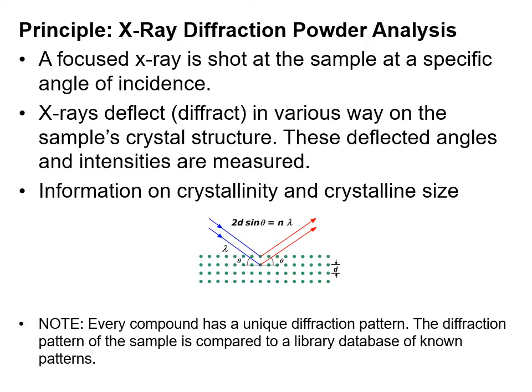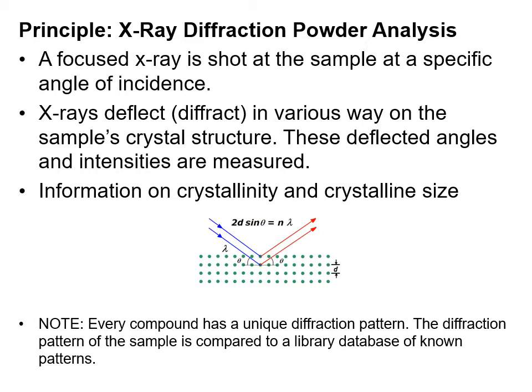The principle of X-ray diffraction is, like I mentioned, a focused X-ray that's shot at an angle. This angle is called the angle of incidence. The way these X-rays reflect off the electrons, the atoms, as you can see in the pictures below, the green circles are the atoms, the blue are the X-ray beams, and the diffracted angles are in red.